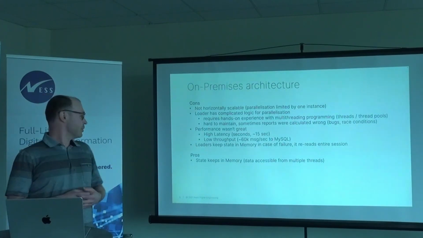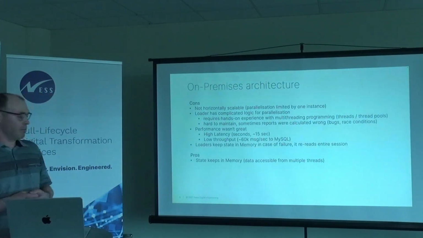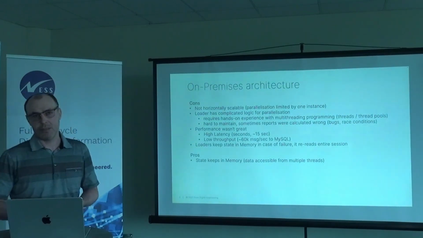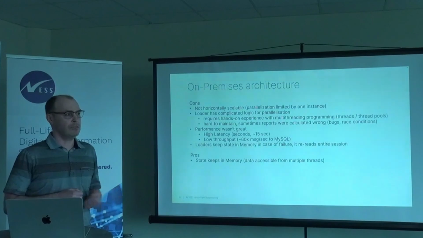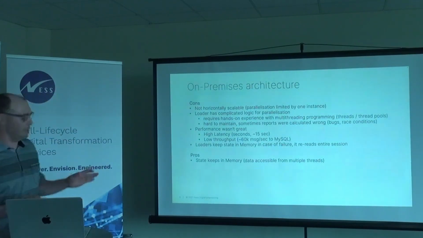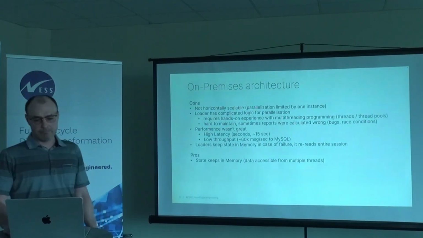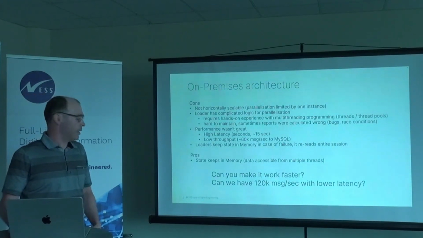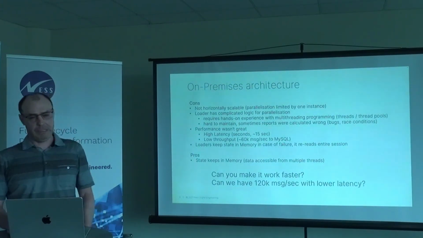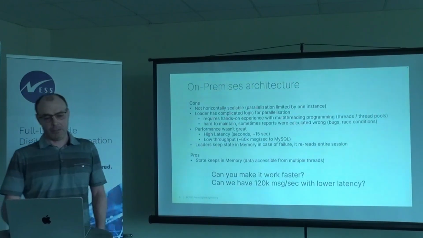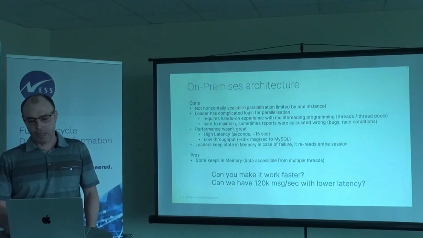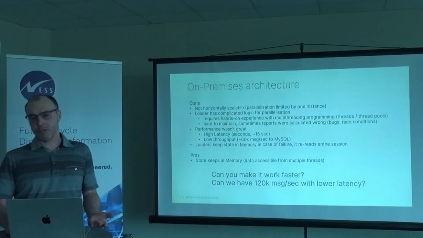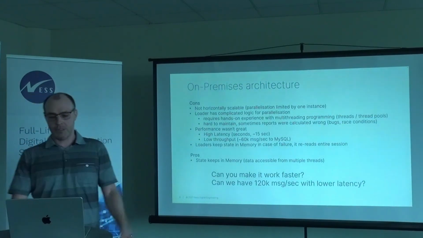As an advantage, state is kept in memory, it's very fast, and data is accessible from multiple threads. Of course, you need to take into account synchronization of that data, but it's feasible at least. And now the client asks, can you make it work faster? Can we have, let's say, 120K messages per second with lower latency? Can you make it more maintainable? Can you make it predictable, scalable, fault tolerant, and so on?